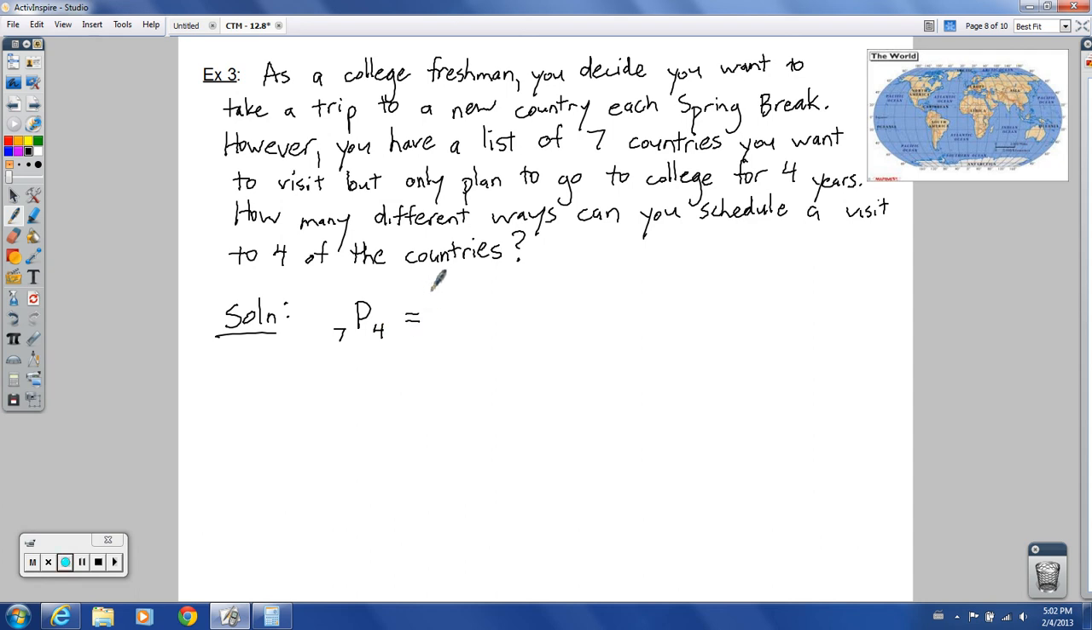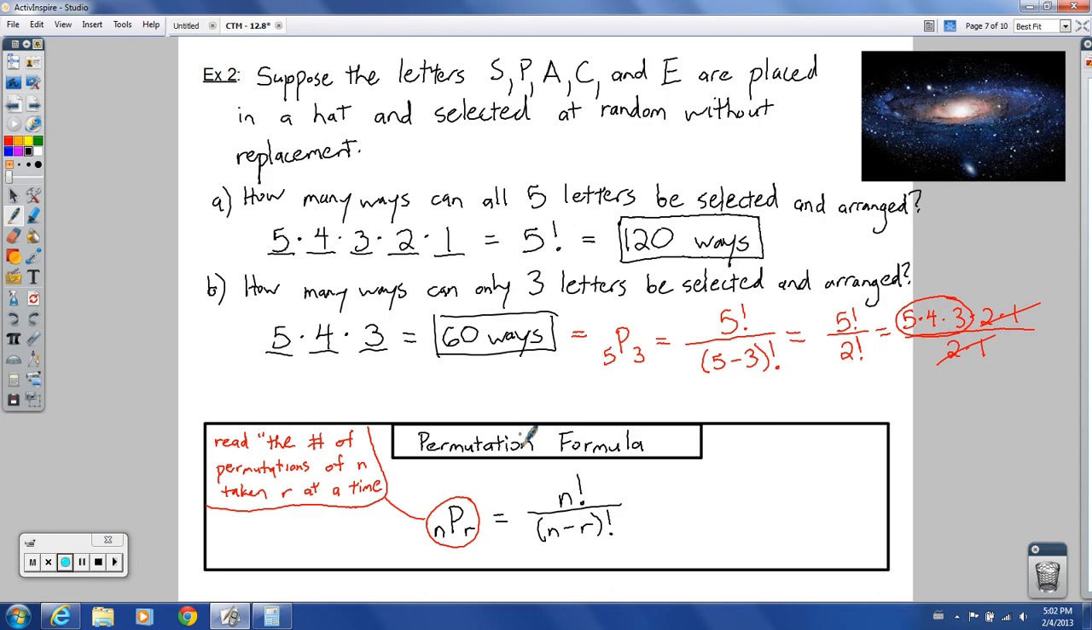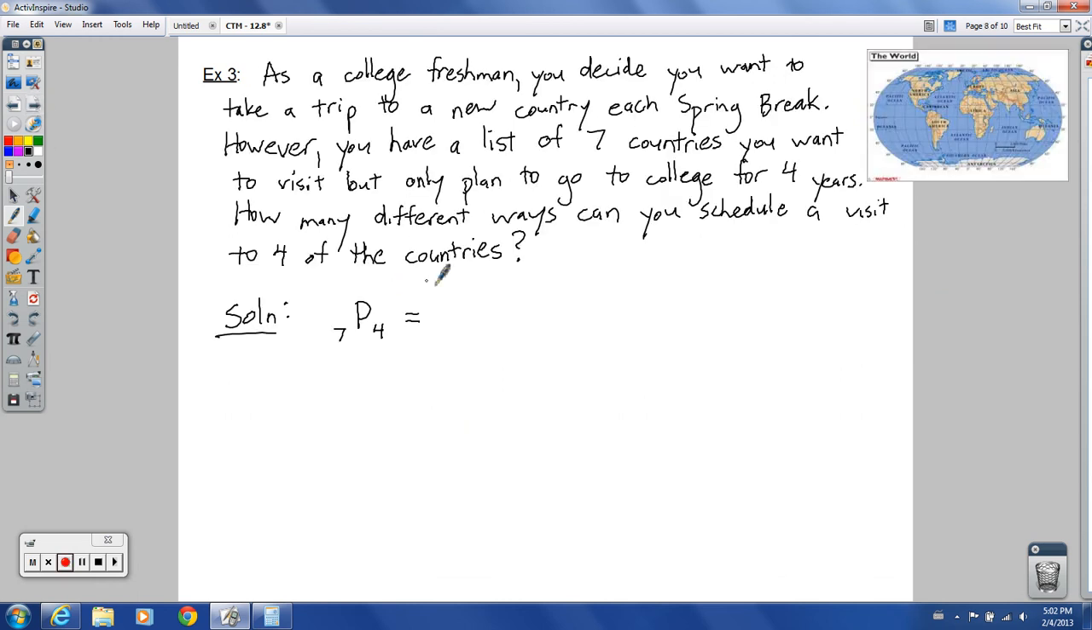So go back to your permutation formula. The number of permutations of 7 taken 4 at a time is going to be 7 factorial over 7 minus 4 factorial. And that's going to be 7 factorial over 3 factorial. And that's going to equal, I'll show you a couple different ways to do this. This is the long way.